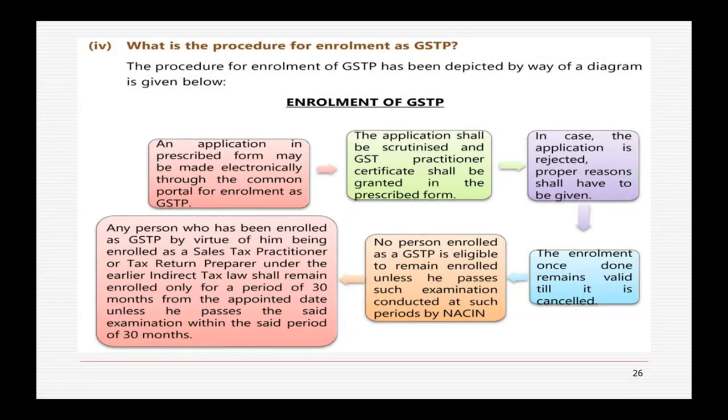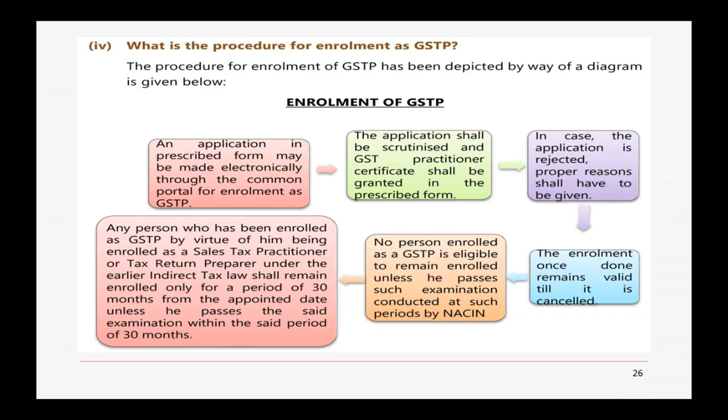So for that, there is one provision. One is the application in the prescribed form, which may be made electronically through the common portal for enrollment as GSTP. The application shall be scrutinized. The GST practitioner certificate shall be granted in the prescribed form. In case the application is rejected, proper reason is to be given.